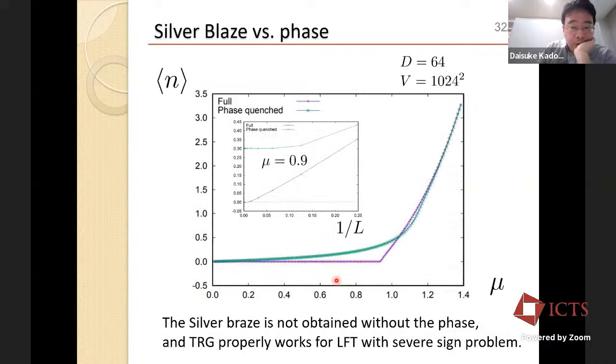And this figure shows the particle number density. These green curves are the particle number density obtained from the phase quenched theory. The particle number density of the phase quenched theory does not show the Silver Blaze phenomenon. So the Silver Blaze is closely related to the phase of the action. And comparing these two results, the TRG method properly works for field theory with severe sign problem.